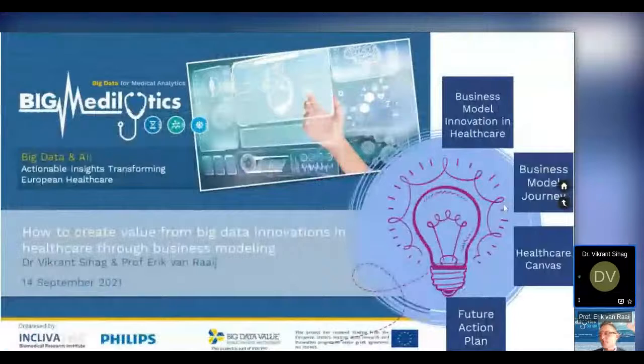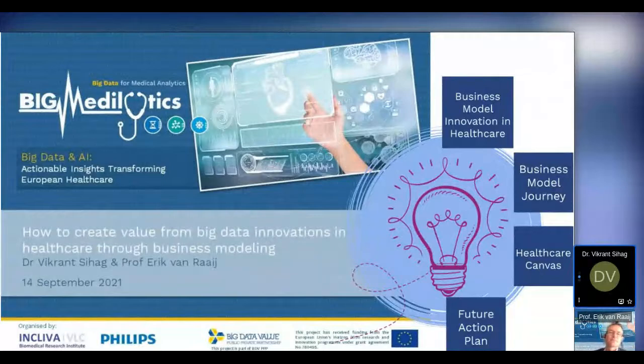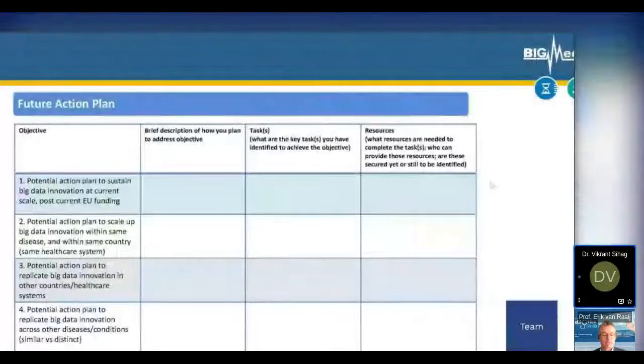Thank you, Professor Erik, for explaining the healthcare canvas. Now, once we use the healthcare canvas, as I had mentioned earlier, our focus was more on the creation and the scaling up phases. But also, it's important that the innovation developed within each pilot was able to sustain beyond the BigMedilytics project. To that end, we created a future action plan tool, and in that we had specifically four objectives that we covered.